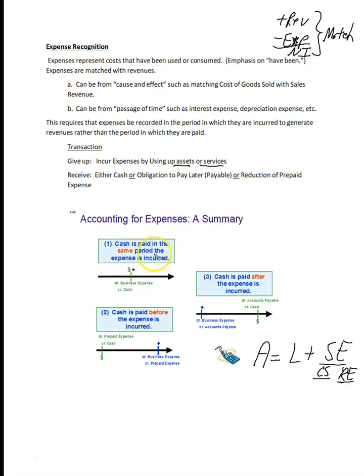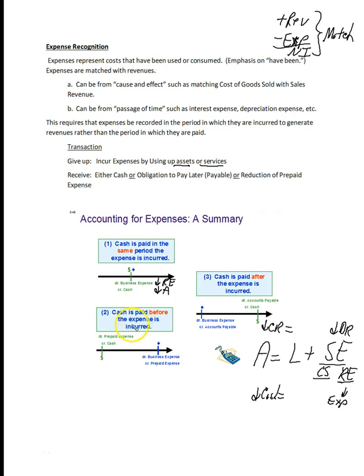Let's say that cash is paid in the same period the expense is incurred. So in that case, right, cash goes out. We know that expenses reduce retained earnings, and so we have some sort of business expense. So again, remember, assets go down with credits. Retained earnings goes down with debits. And so we see we are debiting a business expense and crediting cash. Expenses again reduce retained earnings. Cash is credited, causing assets to go down.